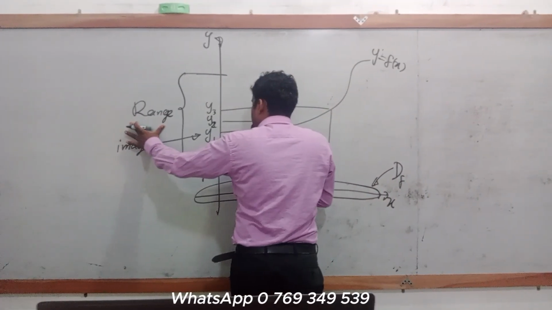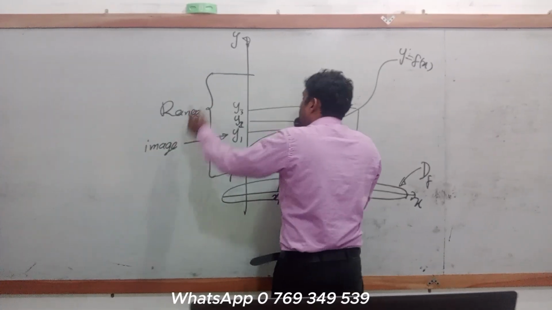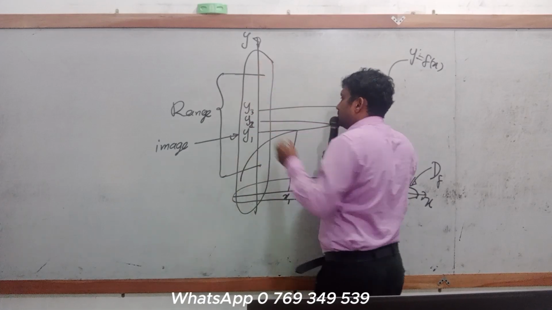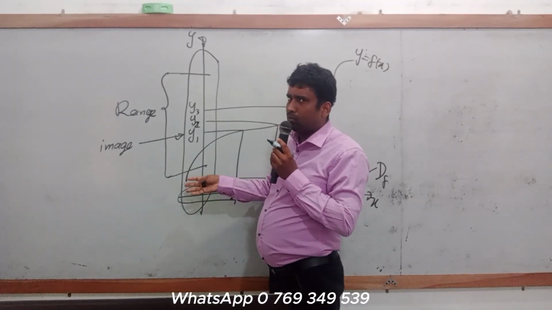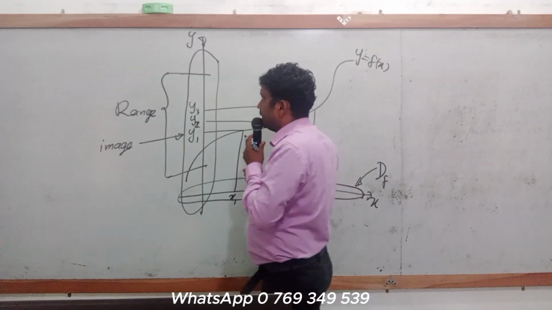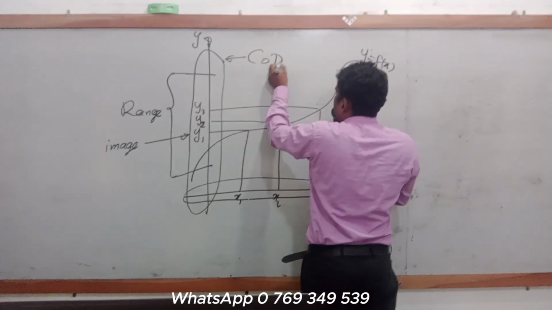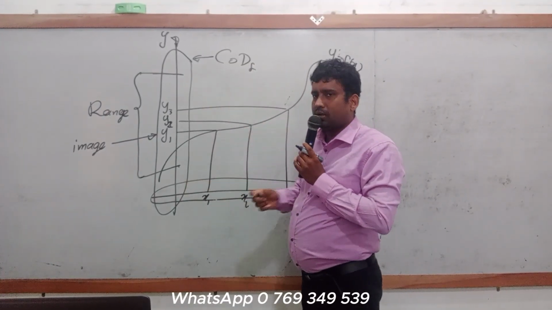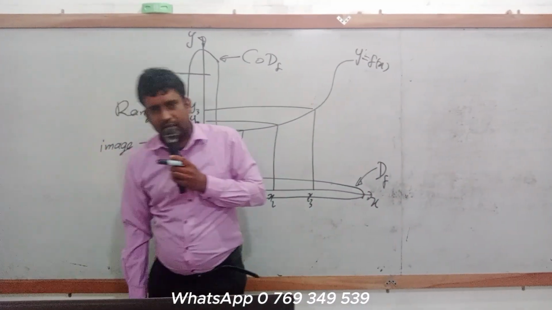This range is a subset of the codomain. The codomain is more than or equal to that. Someone says it is equal to the range, but that should be more than or equal, right? This is the codomain, right? That is the theory.